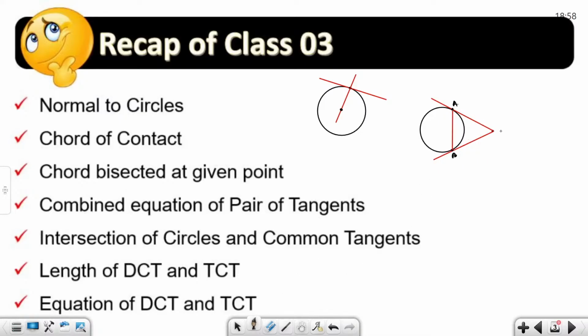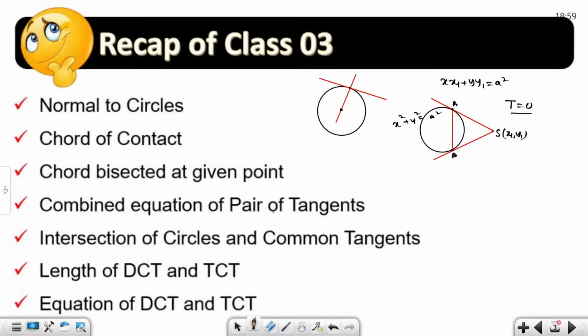And we know that if this point is x1 comma y1, then the equation of the chord of contact is T equals to 0. Where T has its usual meaning that we already know. T is basically the expression for the tangent, like x x1 plus y y1 equals to a square, if the equation of the circle is x square plus y square equals to a square, right? So the equation of the chord of contact is T equals to 0.